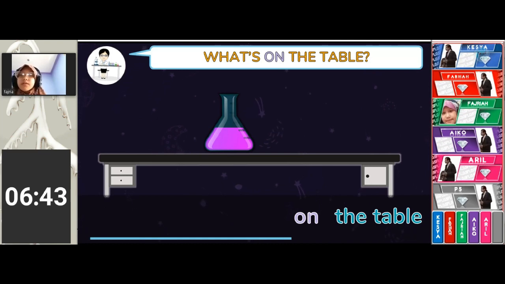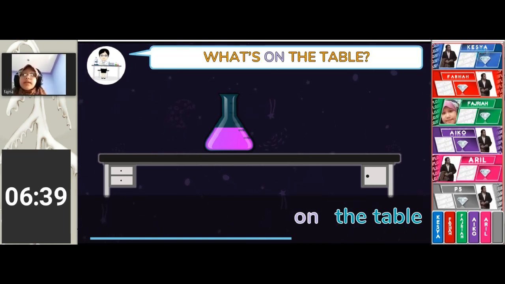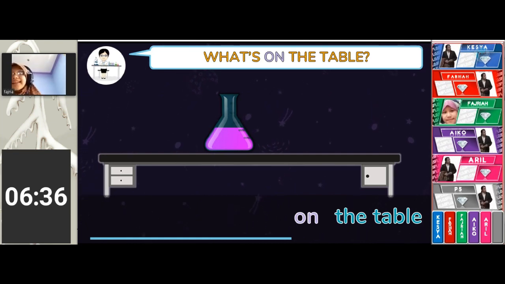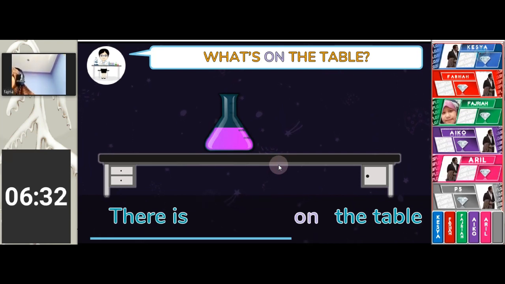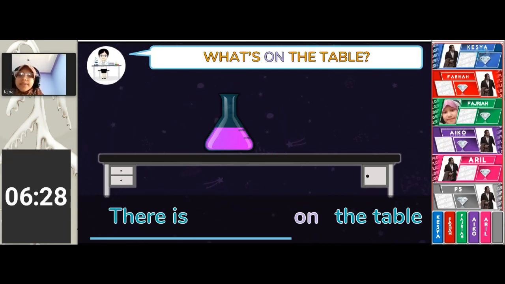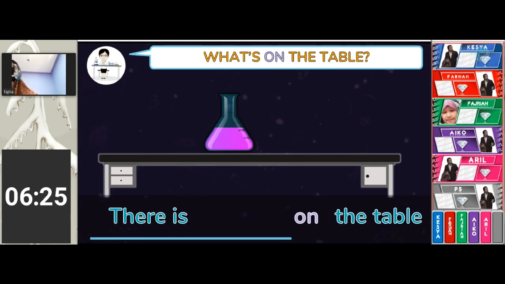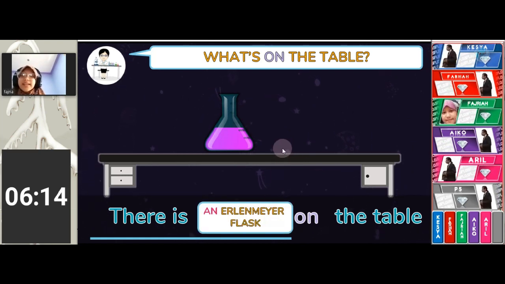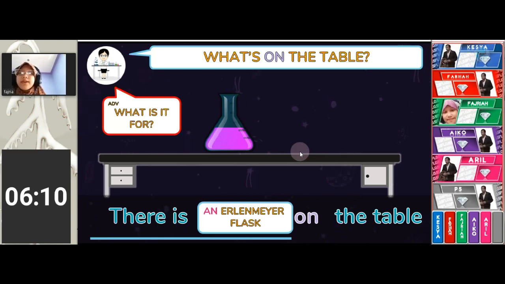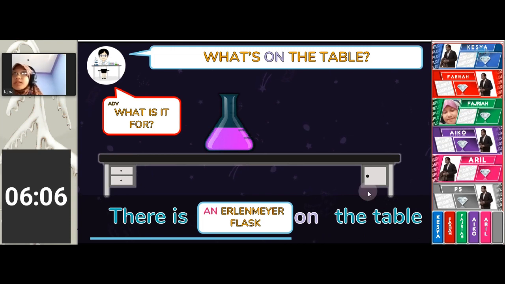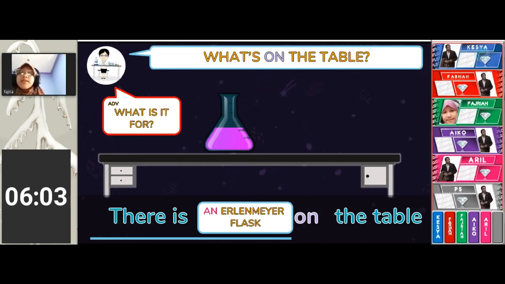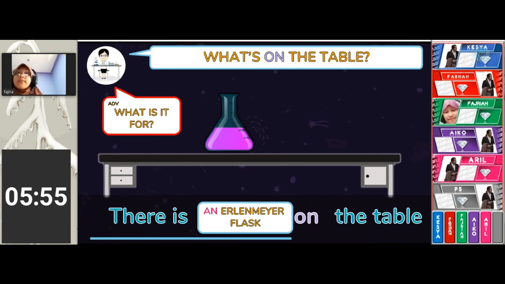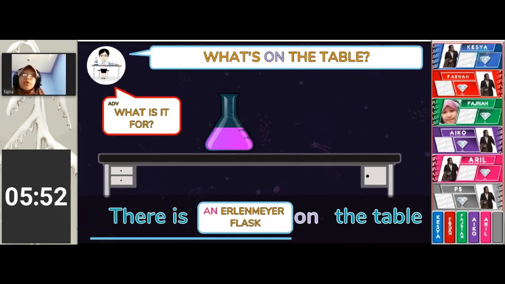What's on the table? There is an Erlenmeyer flask on the table. What is it for? It's like a beaker, but we can measure and mix some chemical liquid more accurately.